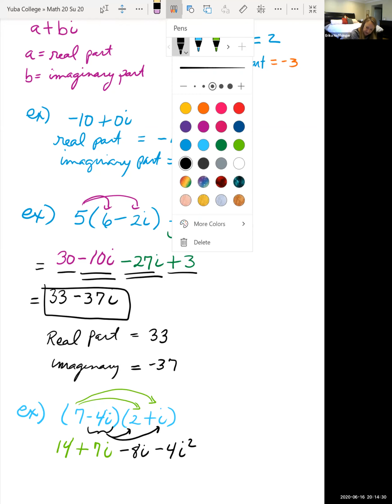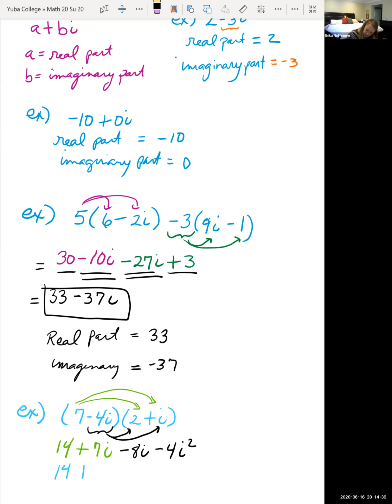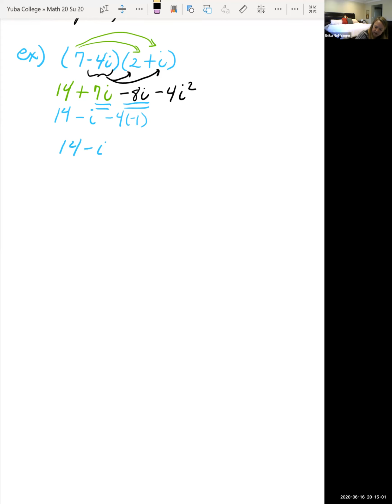So we can rewrite this. This is 14 plus 7i minus 8i. We might as well combine those. So 7i minus 8i is -1i, or -i. And this is -4 times -1. So 14 minus i, negative times negative is positive, so plus 4. We can still add real parts. 14 plus 4 is 18 minus i.